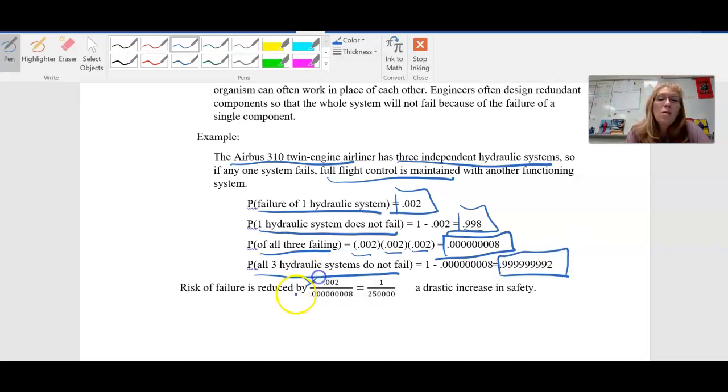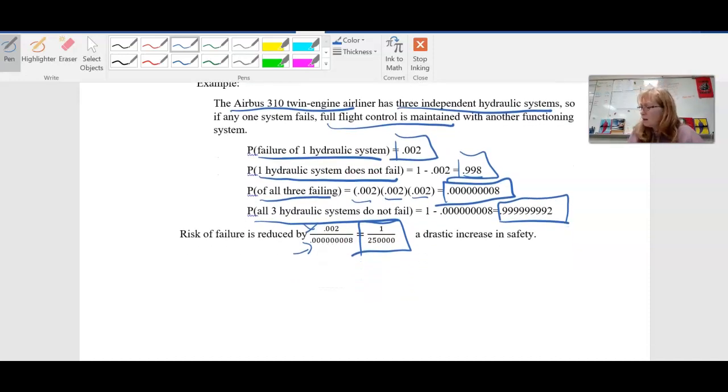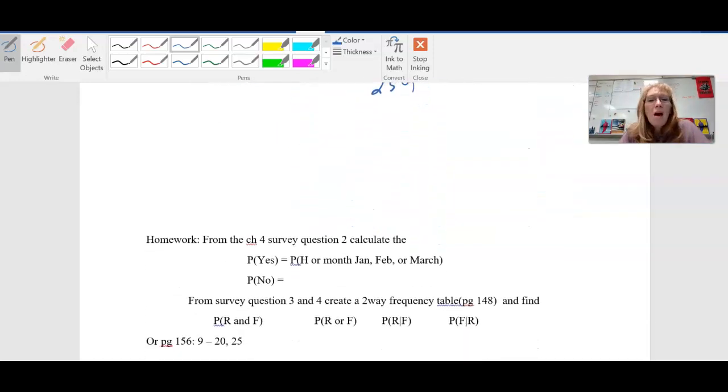So where we were compared to where we are, I've increased my safety by 1 over 25. I think that is incorrect if I remember right. Yeah, this here comes out to be 250,000. Sorry, I typed that in there wrong. Times better. So I've increased it huge. It's a wonderful thing. All right.